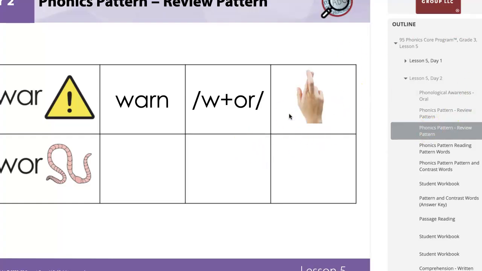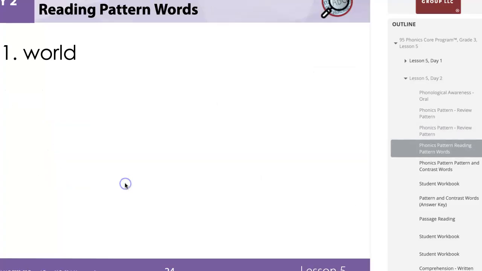Okay? Everybody say worm. Tap it. Worm. So that OR is actually saying ER. Worm. Alright? I'm going to say a word and you're going to repeat after me.